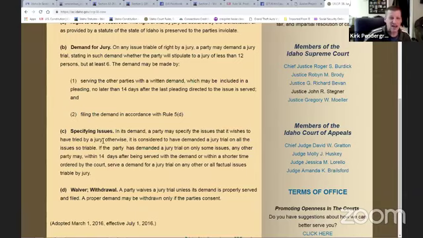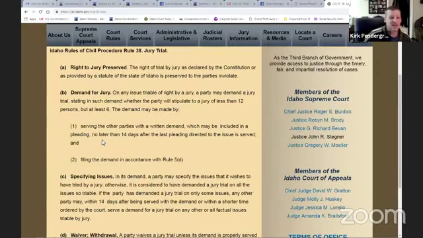No, it does not allow them to choose, Jennifer. The right of trial by jury as declared by the Constitution or as provided by statute stated above is preserved to the parties. The parties inviolate. Okay, you're in charge of your own affairs. Okay, these are private affairs, right?